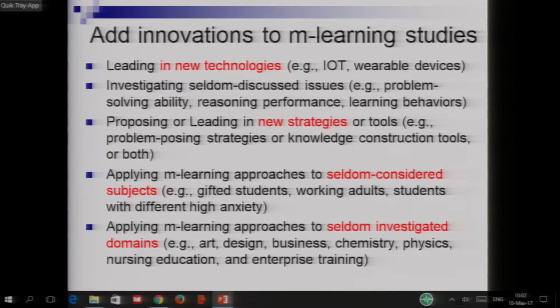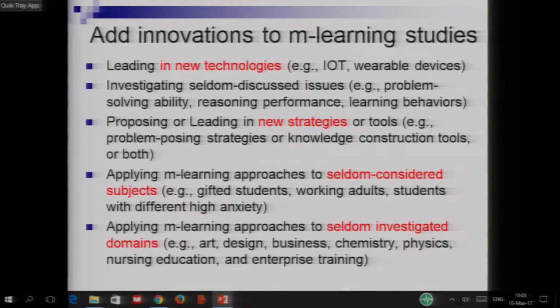You can try to investigate seldom discussed issues with non-new technology. You can add innovation by the second strategy: investigating seldom discussed issues. What are seldom discussed issues? In fact, when we look at those project titles, what is new? Problem solving ability. This is an important issue. Reasoning performance, learning behavior, learning process, learning analytics, learning data analysis. Those are seldom discussed issues.